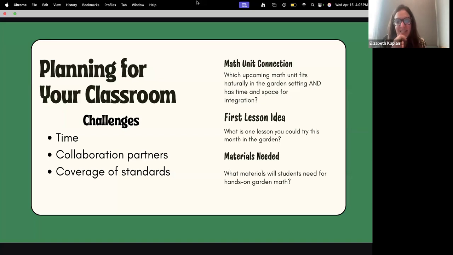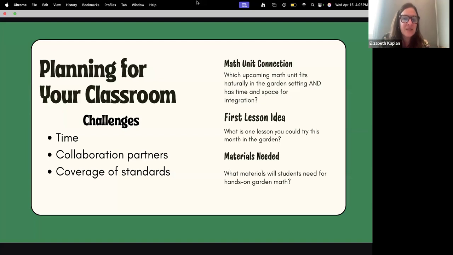And then last but not least, I keep talking about it, you have to cover the standards by the end of the year. So not spending a ton of time on one thing, but moving through what you need to move through while having these little experiences, or strategically doing a bigger project like I talked about, the square foot gardening planning project, but strategically placing that at a time of year where students are able to do the math work, and you have the time.